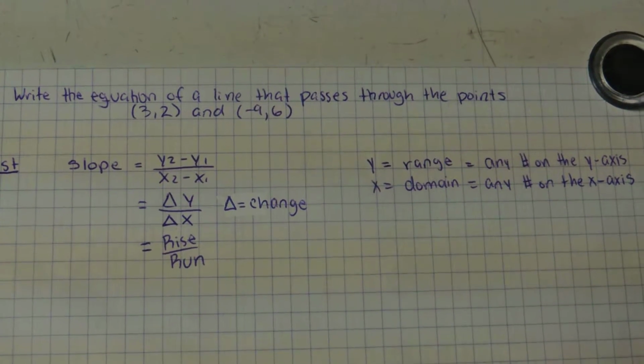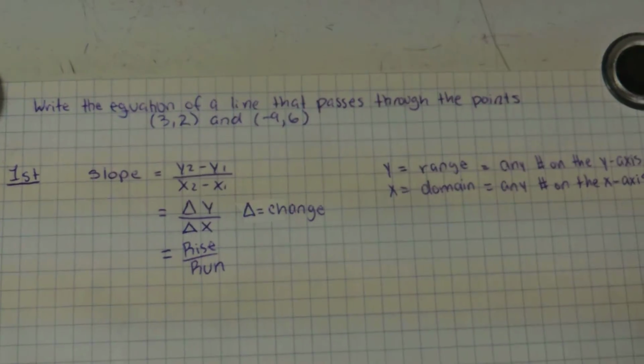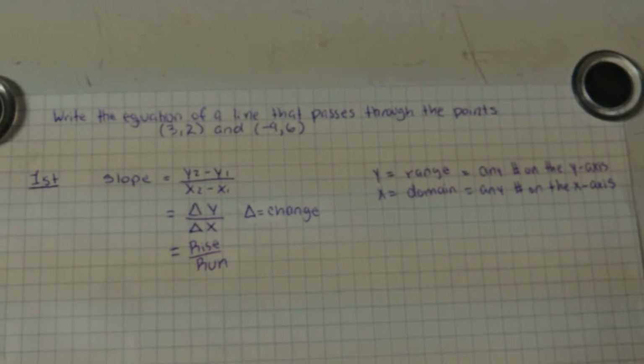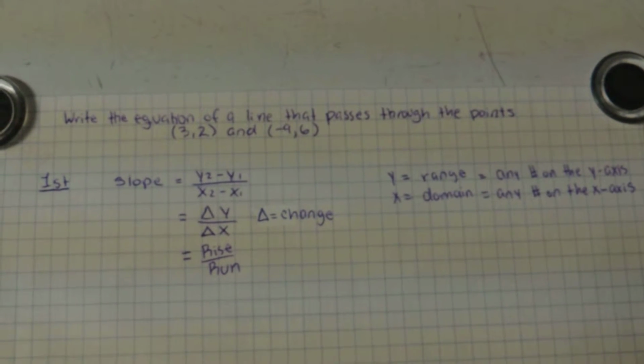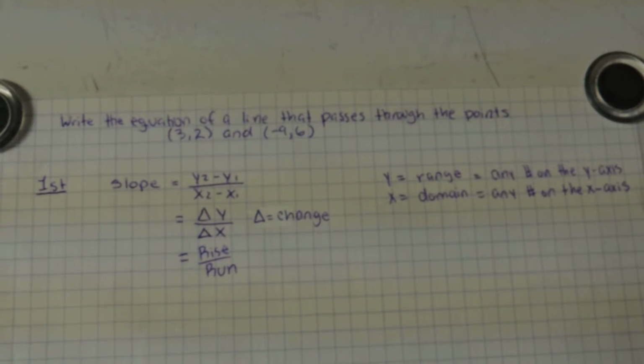Hi, my name is Imaris, and today I will be showing you how to find the slope of a line using 2 points and how to find the y-intercept of a line using point-slope form. Write the equation of a line that passes through the points (3, 2) and (-9, 6).